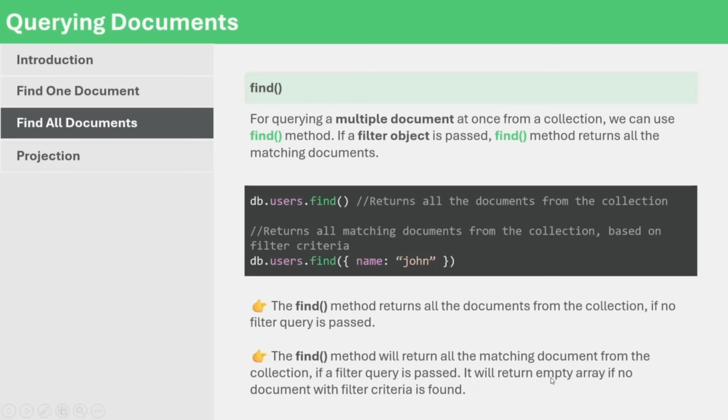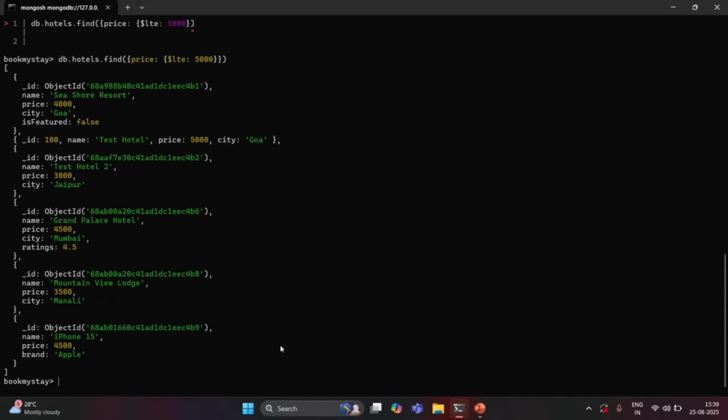Let's also see this in action. So let me first go ahead and clear the shell. And now I want to find all the documents where the price is, let's say, greater than 10,000. For that, I need to use another operator, which is $gte, which stands for greater than or equal to. Here I want to find all those hotel documents where the price is greater than 10,000. If I press enter, it has not returned us anything. So here, instead of returning an empty array, it is not returning anything.